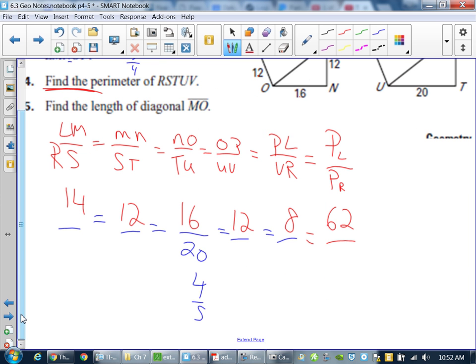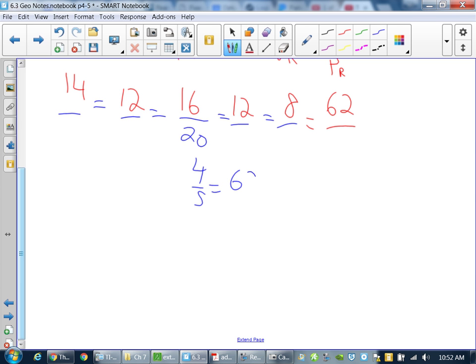The perimeter then, I take 4/5 and I set it equal to 62 over something. Cross multiply that. Excuse me. What do you get? 60. I think it was 65, wasn't it? Oh my gosh. It's 77 and a half. Yeah, that's what I got. So it gives me a perimeter. I remembered it the first time. It gives me a perimeter then of 77 and a half.